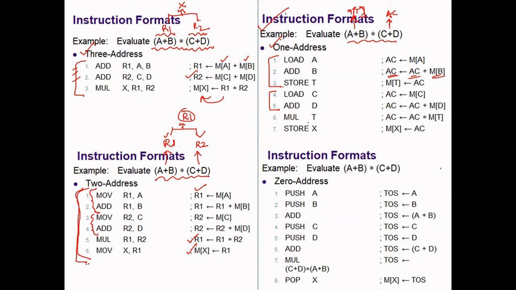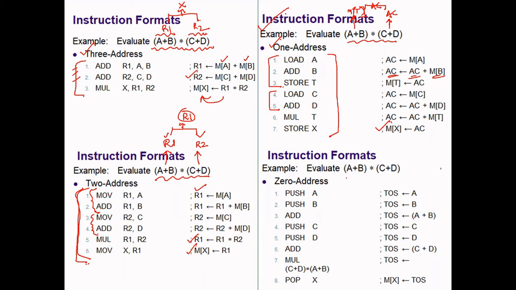Now mul T, what is the meaning of this? Accumulator into T location. These two will be multiplied and the result is stored back. That means here the result is available in accumulator. This accumulator contents move to X location like this. So if you observe this, total how many? 7 instructions taken. Still a long program.